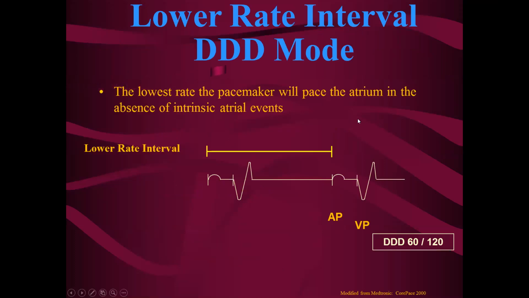The low rate interval is no different than in the single chamber timing cycle. It is the lowest rate that the pacemaker will allow the patient's rhythm to go to. You can time it from A to A or V to V. Here I'm timing my low rate interval from A to A, from an atrial pacing spike to the next atrial pacing spike. The low rate is 60 beats per minute, which is equivalent to 1,000 milliseconds.